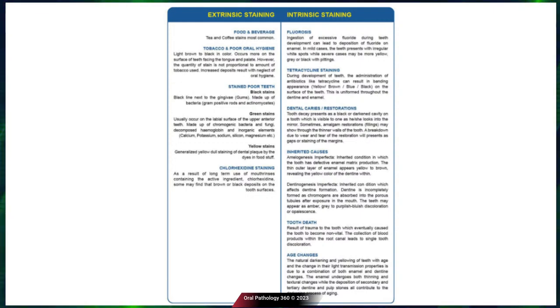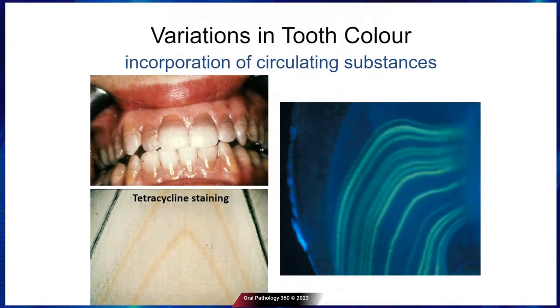Fluorosis and tetracycline, we've mentioned. Fluorosis, which affects the overall structure of the mineralization. Tetracycline, which is incorporated as it's a chelating agent into the developing hard tissues. Restorations, inherited causes and so on. And then the features of pulp death, when pulp has undergone some level of autolysis and there are pigments produced as part of that, which leach into the dentine particularly and result in discoloration.